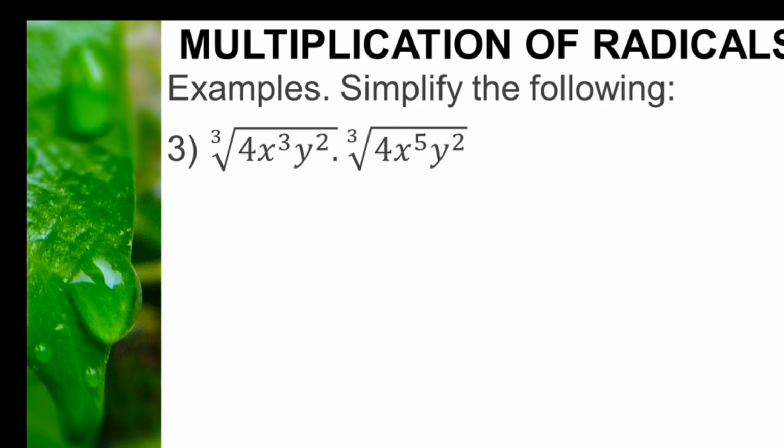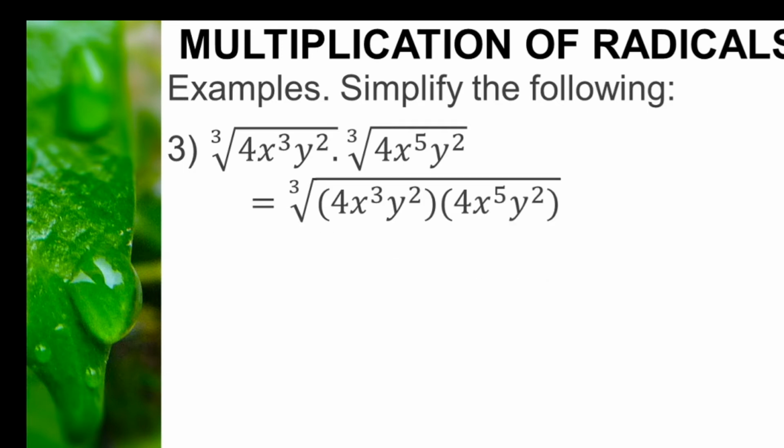Another example, we have the cube root of 4x cubed y squared times the cube root of 4x raised to 5 y squared. So therefore, we have the cube root of 4x cubed y squared times 4x raised to 5 y squared, giving us the cube root of 4 times 4 is 16, x cubed times x raised to 5 is x raised to 8, y squared times y squared is y raised to 4.